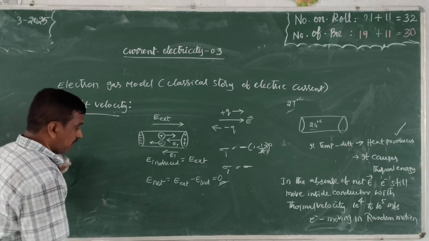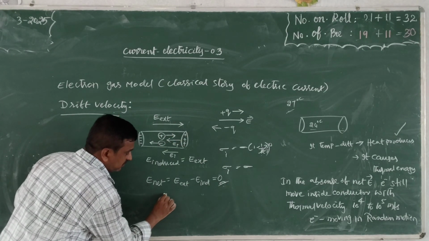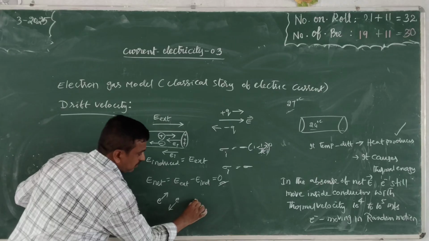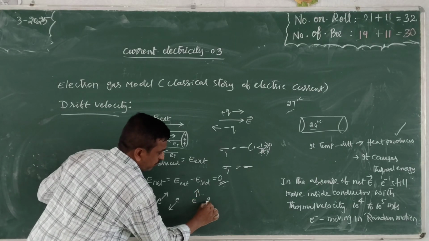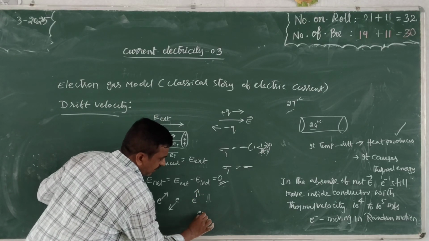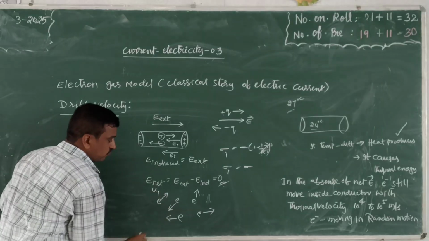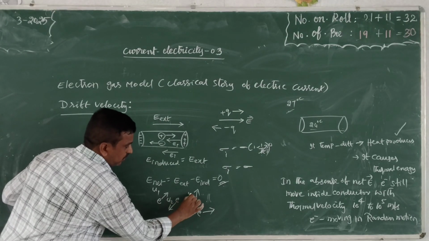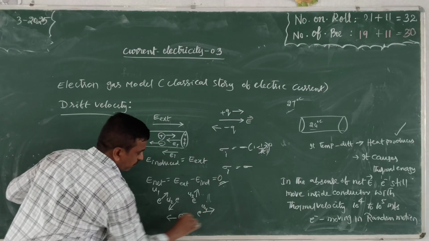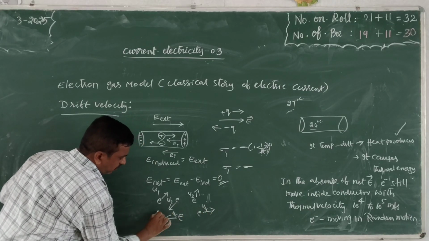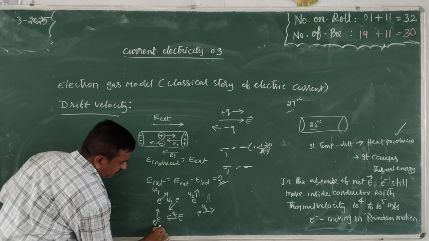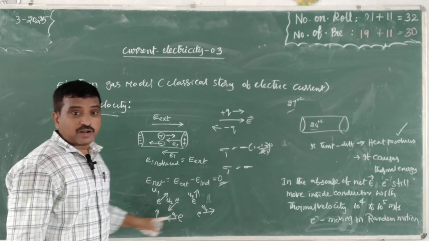So how will they move? One electron moves in this direction, another in this direction, another like this. So the electrons are moving in different directions. One has thermal velocity u1, another u2, another u3, u4, u5. So electrons are moving with different thermal velocities. These are in random motion.